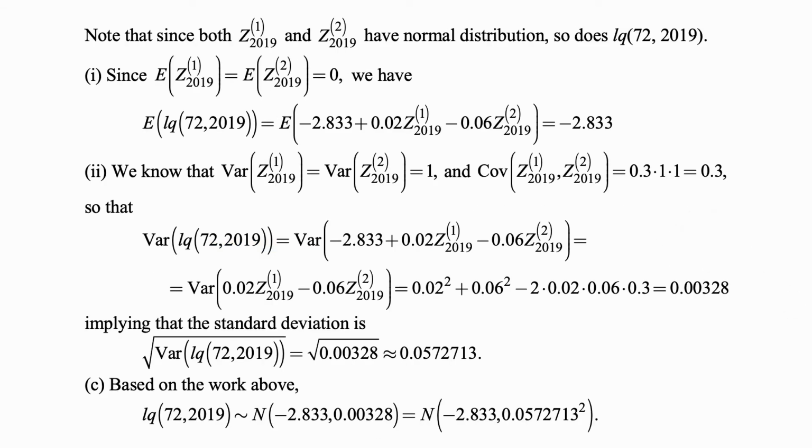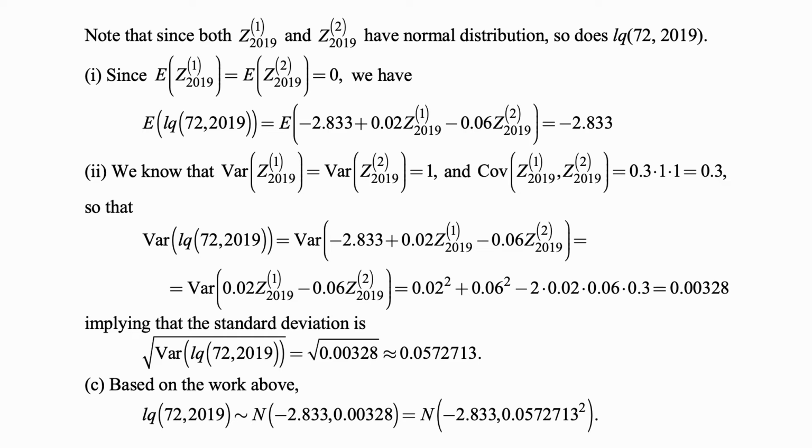Now note that since both Z 2019-1 and Z 2019-2 have normal distribution, so does LQ of 72 2019. Since the expected value of Z 2019-1 is equal to the expected value of Z 2019-2, and 0, we have the expected value of LQ of 72 2019 equal to the expected value of that expression that we just wrote a moment ago. As you can see, the last two terms are 0 in terms of expected value, so this is just negative 2.833.